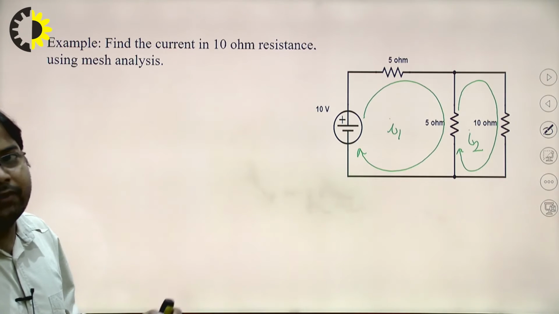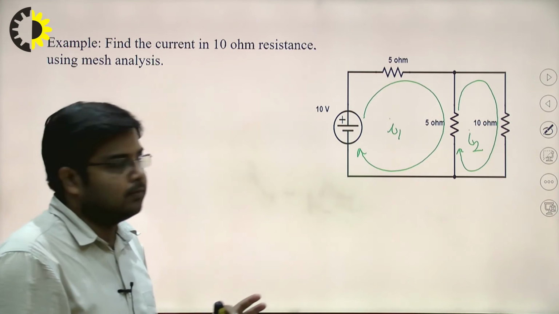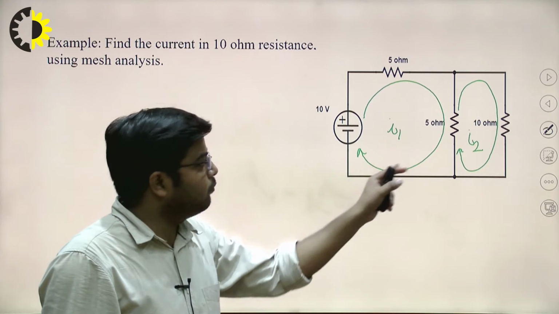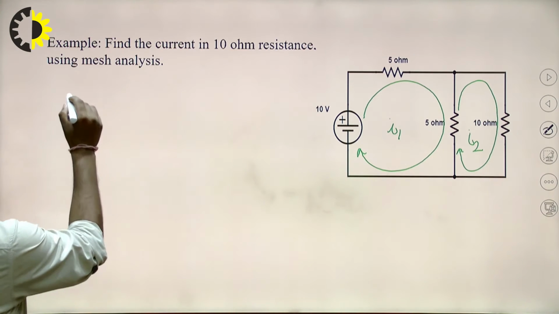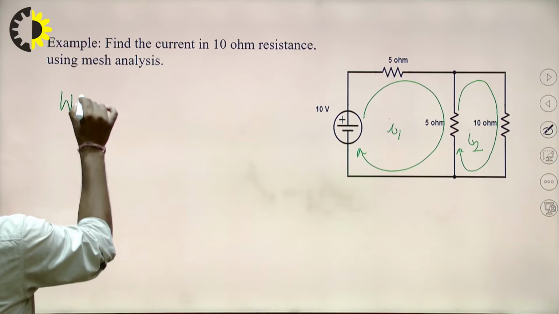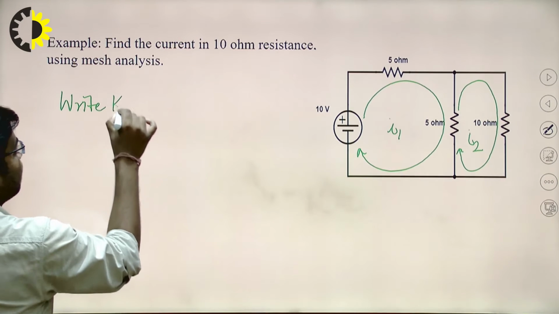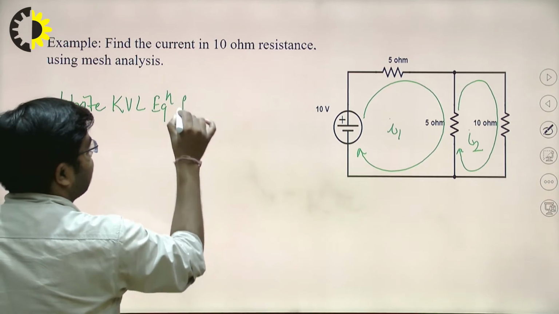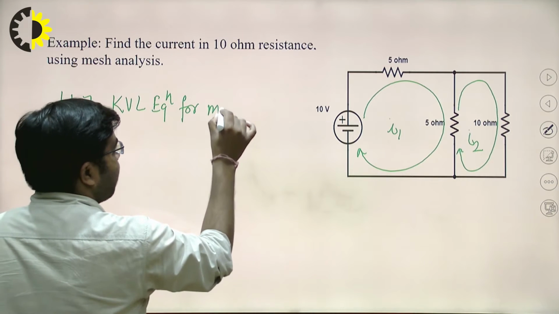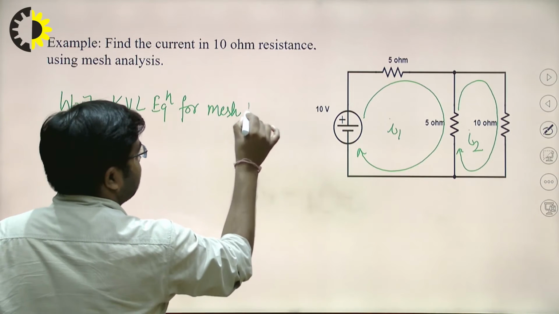Now write the KVL equation for each mesh. First you have to write the KVL equation for this mesh number 1. Write the KVL equation for mesh 1.